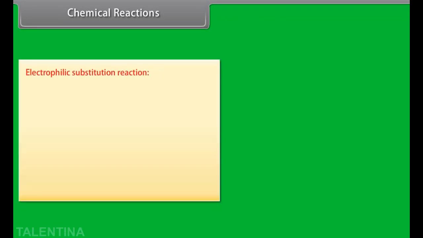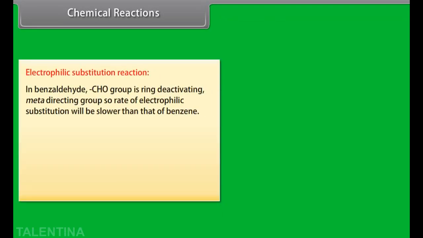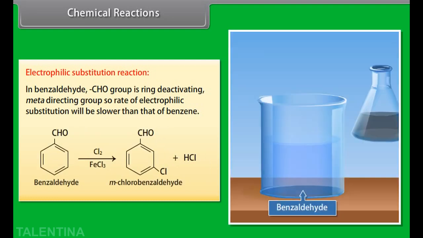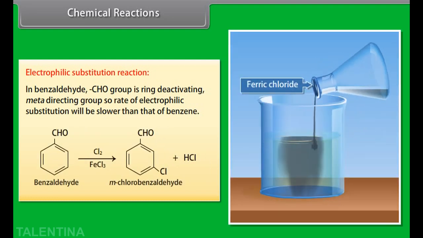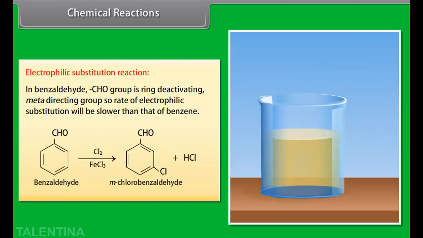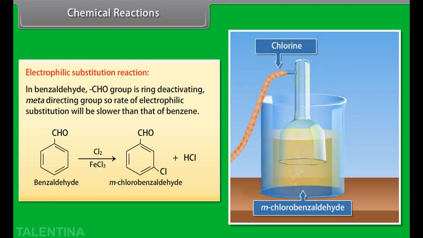Electrophilic substitution reaction. In benzaldehyde, the aldehydic group is a ring deactivating, meta-directing group, so the rate of electrophilic substitution will be slower than that of benzene. Benzaldehyde reacts with chlorine and ferric chloride solution and it forms meta-chlorobenzaldehyde and hydrochloric acid.